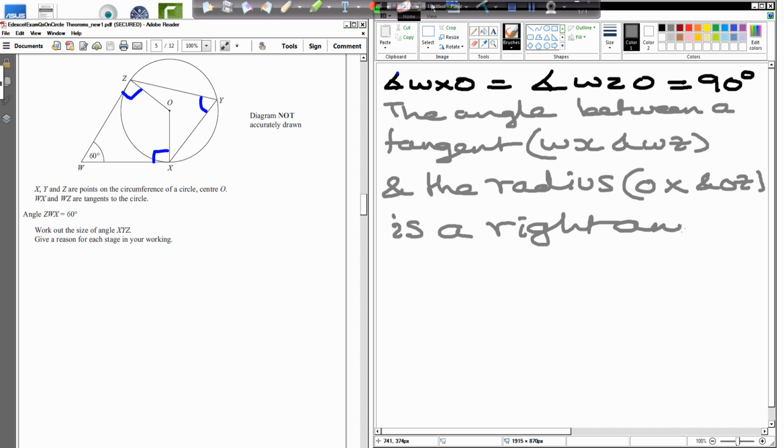Is a right angle. That's the first explanation for the first bit. Because we know this is a tangent and we know that's a radius, these two must be 90. Now, we're going to work out angle ZOX. That's the next page. So, we're going to say angle ZOX is equal to, what's angle ZOX equal to?